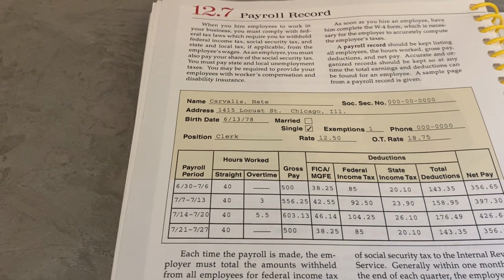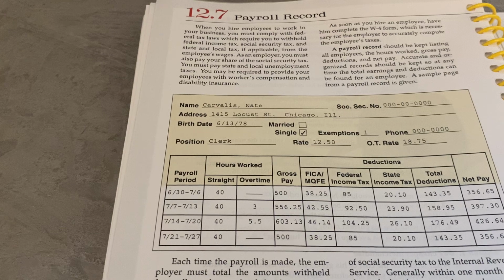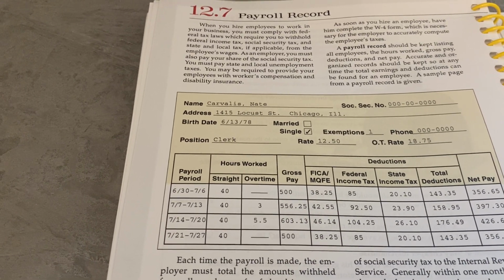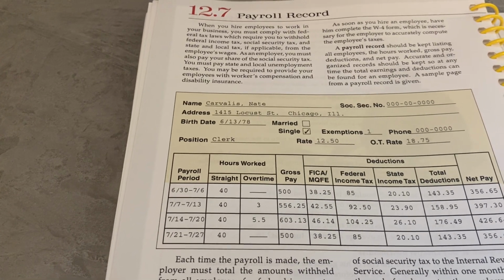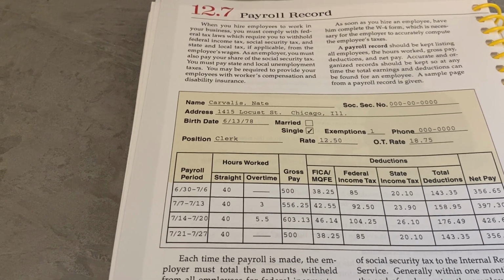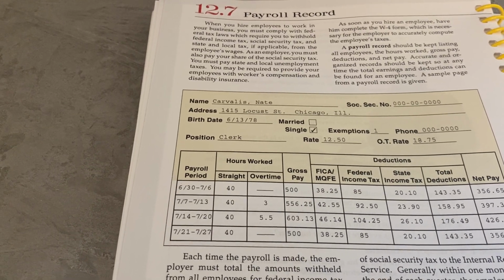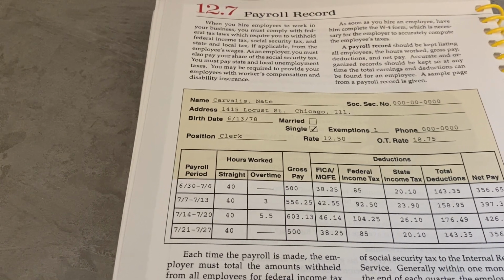The employer needs to withhold these things so that they are paid. As an employer, you also have your share of the Social Security tax you have to pay on each of your employees, and you must also pay the state and local unemployment taxes for them, workers' compensation for them, and disability insurance for them.